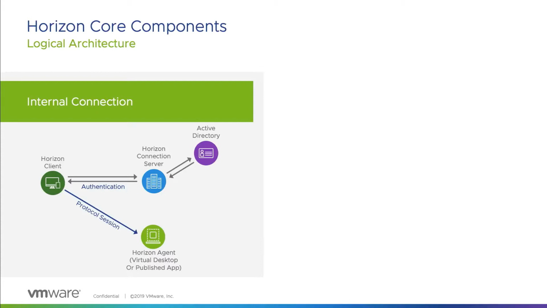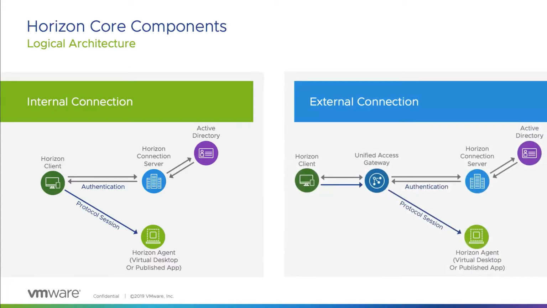However, for this particular use case, users are coming from India, and they have to be terminated somewhere else, right? They cannot be let into the customer's data center, in which case you need to have a reverse proxy. That particular reverse proxy in Workspace ONE is called Unified Access Gateway.